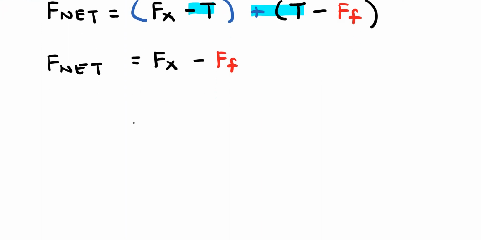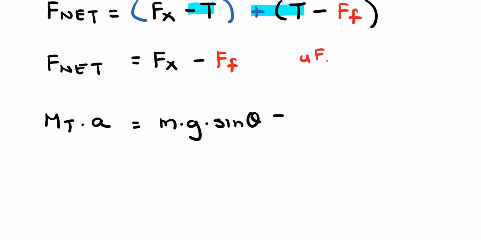Okay, now if we go ahead and use Newton's second law, F-net will be the mass times the acceleration, but this is the total mass times the acceleration. And the force in the horizontal direction is always the mass times the acceleration due to gravity times sine of the angle, minus the force of friction, which is μFN. And we know the force normal is going to be equal to the force of gravity, and the force of gravity is equal to mass times the acceleration due to gravity there.